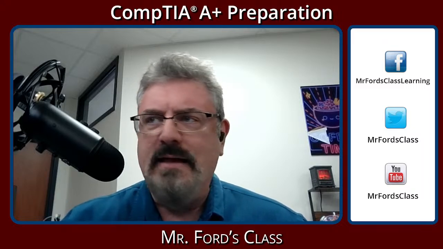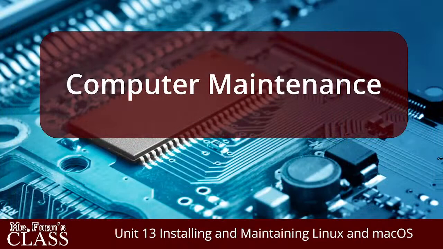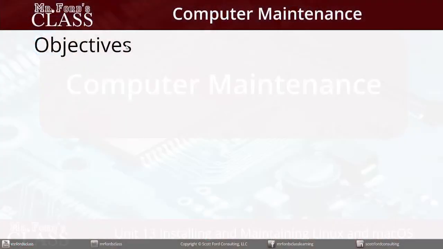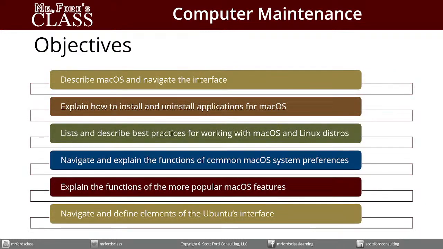So with that out of the way, let's take a look at what we're doing here, which is installing and maintaining Linux and macOS. Let's get going. Our objectives for this unit are: describe macOS and navigate the interface, explain how to install and uninstall applications for macOS, list and describe best practices for working with macOS and Linux distros, navigate and explain the functions of common macOS system preferences, explain the functions of the more powerful macOS features, and navigate and define elements of Ubuntu's interface.